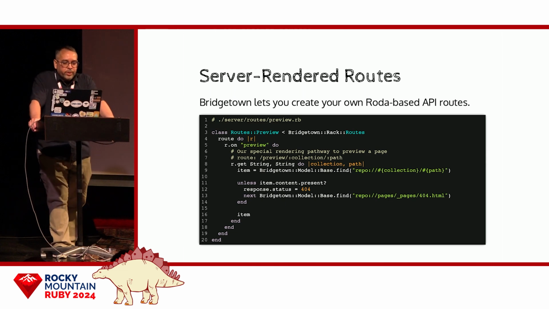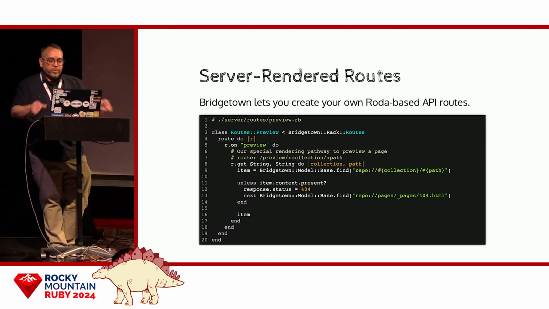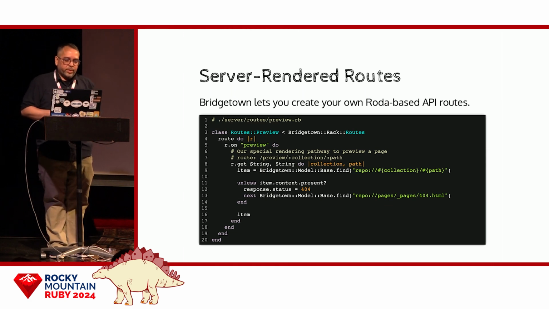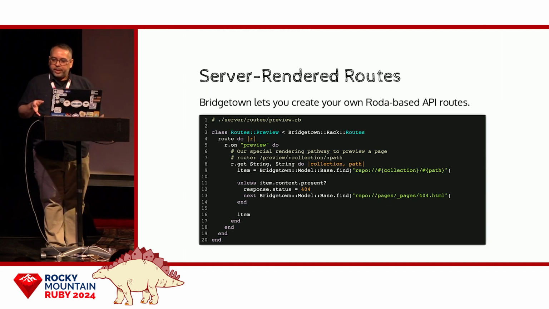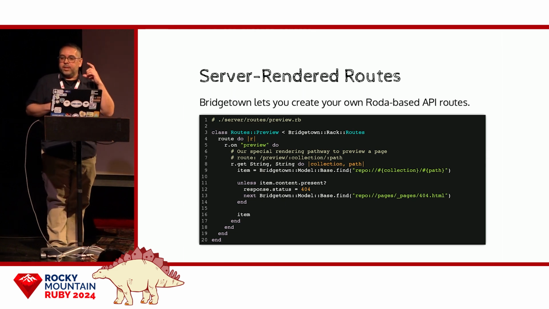So Bridgetown lets you create your own Roda-based API routes. When you create your project, if you go to the server/routes directory there, again, convention over configuration. This is the way they have approached this. There, you can create your Ruby file, in this case, like preview.rb. And there, you create this class, right?